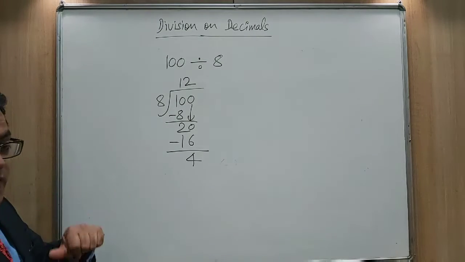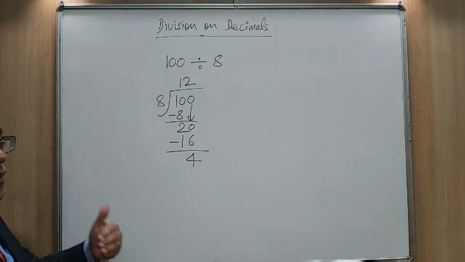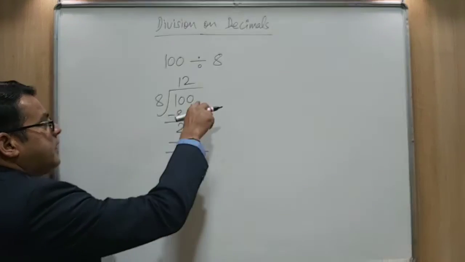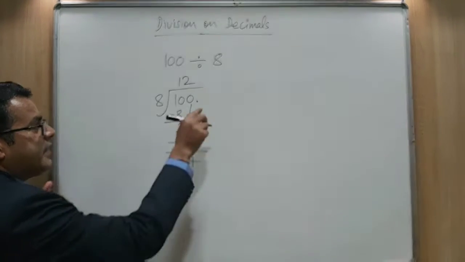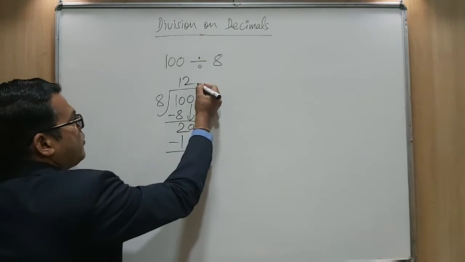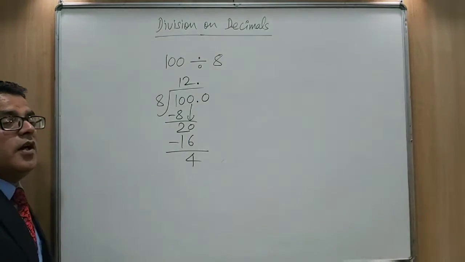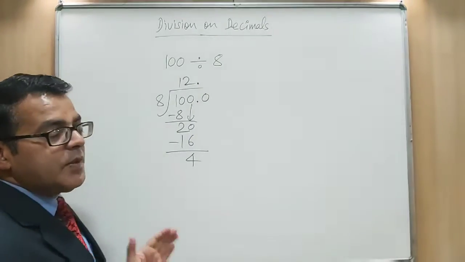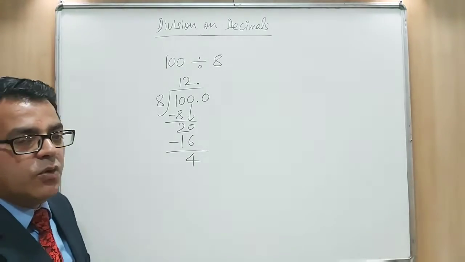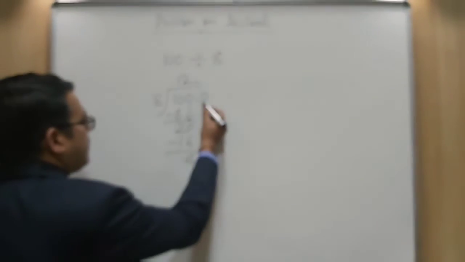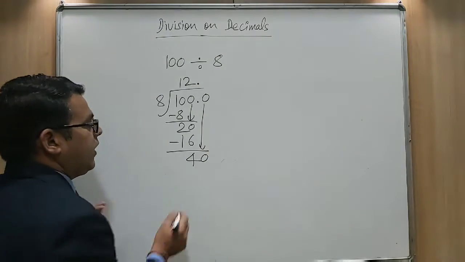Right? 4 is the remainder, but we have to write the answer in decimals. So what to do now? You do one thing now. Next digit we do not have any digit now, so put a decimal point. And since we are writing a decimal point here, we have to put it here also. Now we can put 0 on our own. We know that after the decimal point, if you are writing zeros, 0 has no significance there. So we can shift this 0 here now.